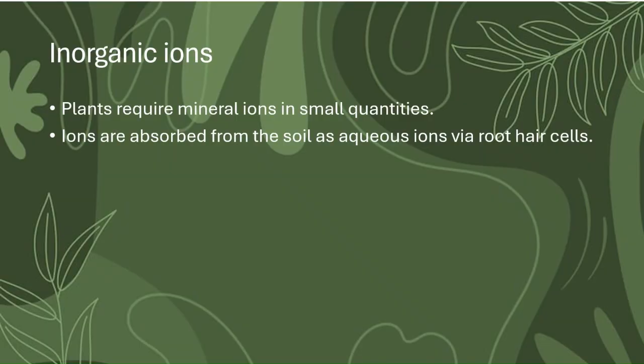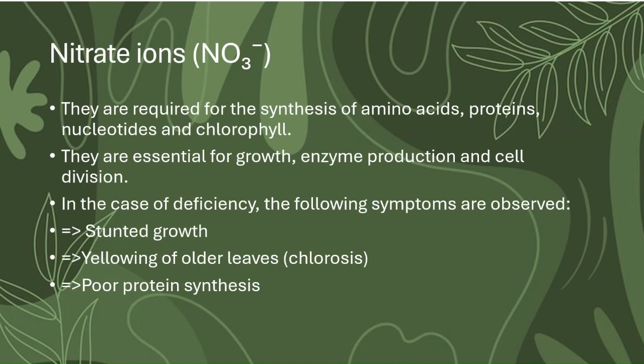So now to look at inorganic ions. So plants require mineral ions in small quantities. So ions are absorbed from the soil as aqueous ions via root hair cells. We're actually going to be focusing on the specific ions and their roles in plants.